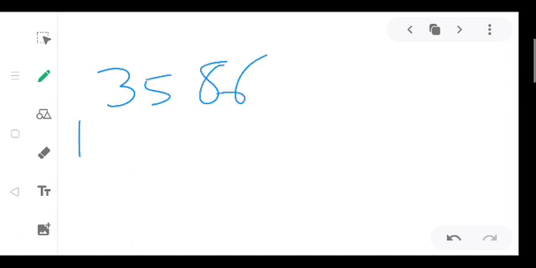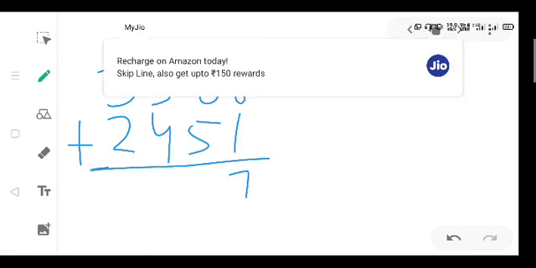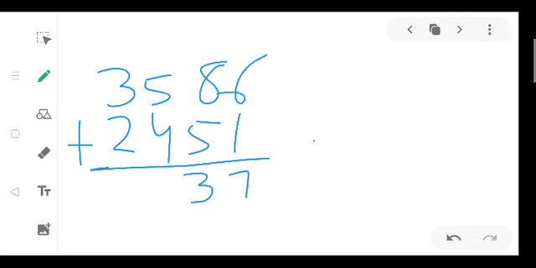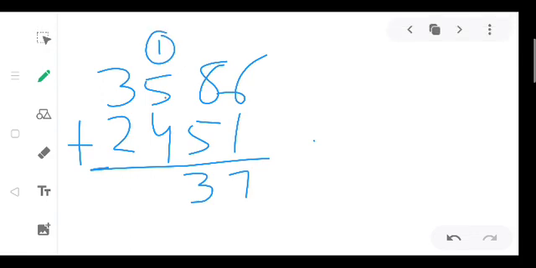3586 plus 2451. Firstly we will do the addition. 7, 8 plus 5, 13. 1 will be carried over here. 5 plus 4, 9 and 1, 10.